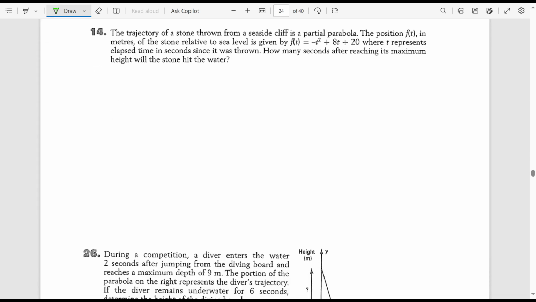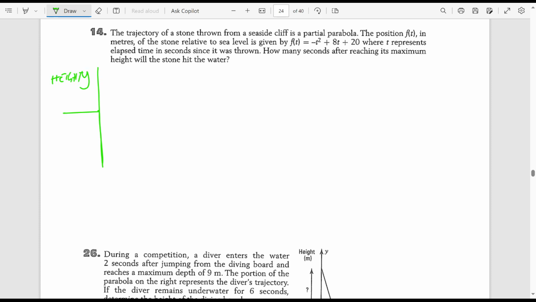Let's prep this one here. The trajectory of a stone thrown from a seaside cliff is a partial parabola. So the position in meters of the stone relative to sea level is given. So there's a cliff. If you like to do drawings too, you've got your little cliff. We can call the edge of the cliff the y-axis, and we can also say that this is height.